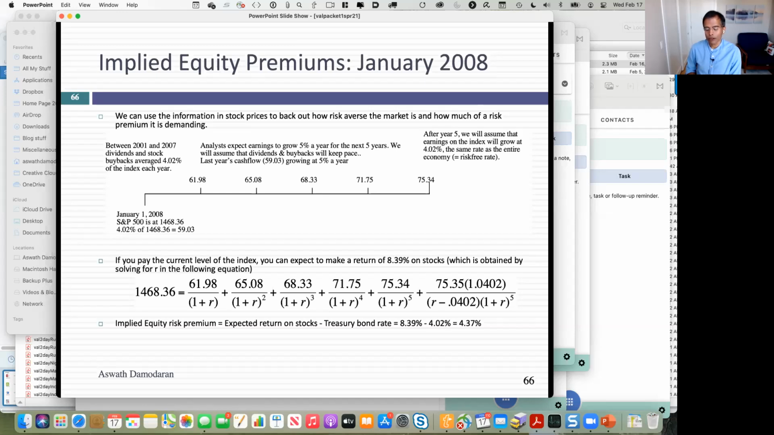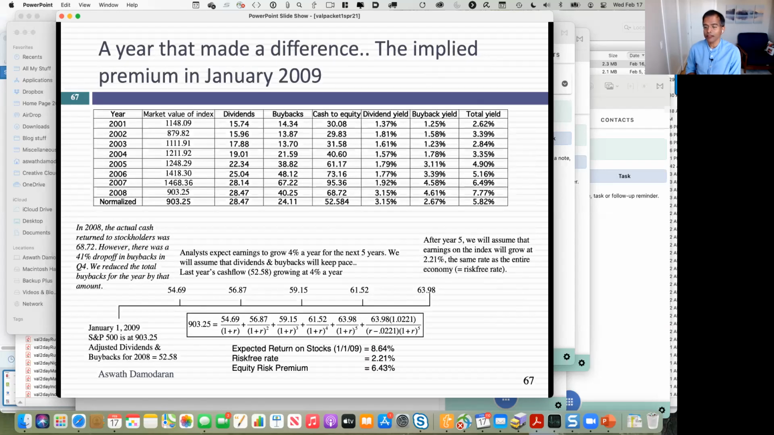Of course, during the course of the year, bad things happened. 2008, last quarter, was when the market collapsed. Start of 2009, I decided to do the implied equity risk premium again. So let's look at where we are. Remember the S&P 500 was at 1468.36 a year ago? Now it's down to 903.25. It's been a horrific year. That was 2008. So stocks have dropped.